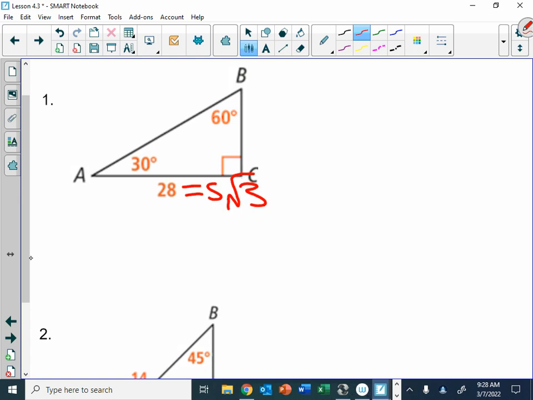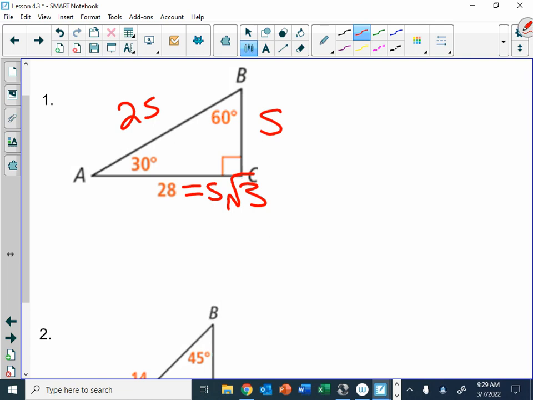Okay, we'll get there in just a second. Which side is going to be labeled as S? BC. BC, or CB, sure. And then my hypotenuse is what? 2S. Okay, so I have S square root of 3. I need to figure out what S is.